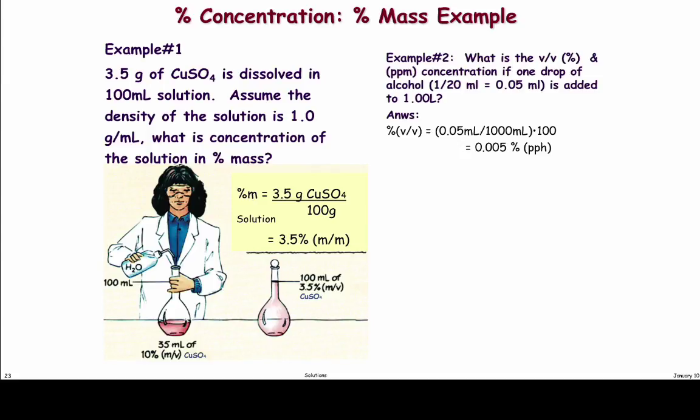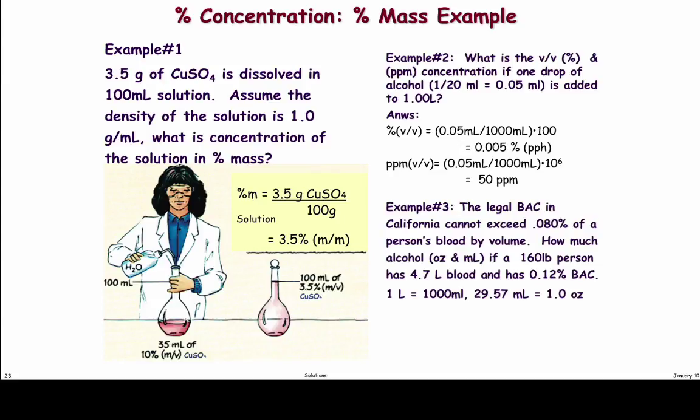If you take that same ratio, 0.05 divided by 1,000, and multiply it by 1,000,000, then what you have is 50 parts per million. Doesn't 50 look more significant than 0.005? That's the reason why we use ppm and ppb.